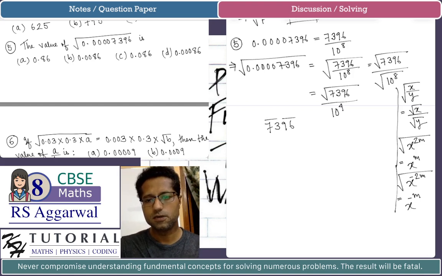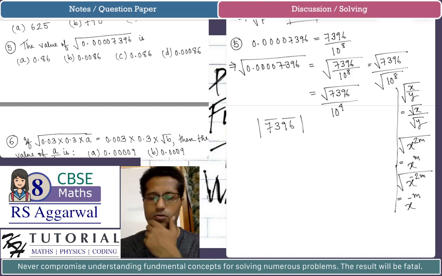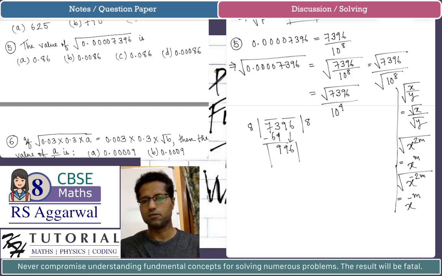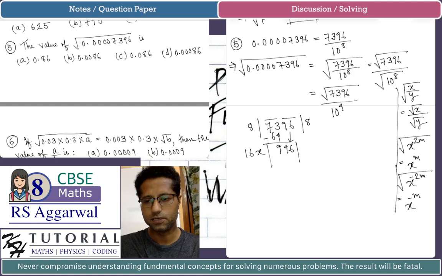I mark the periods, and then I know the leftmost period is 73. The initial divisor has to be 8, 8 times 8 is 64, and the remainder is 9. I bring down the next period, that is 96. The next divisor will be the current quotient multiplied by 2, so 8 into 2 is 16. And now I have to find the digit x after 16 such that the 3-digit number 16x multiplied by x is less than or equal to 996, and x has to be the maximum.